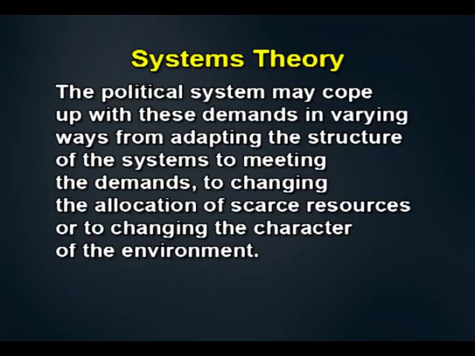It is helpful to think of outputs flowing from the environment into the political system. These are in the form of demands and supports. Political systems may be seen as meeting challenges of various types of demands from the environment. The political system may cope up with these demands in varying ways, from adapting the structure of the systems to meeting the demands, to changing the allocation of scarce resources or to changing the character of the environment.